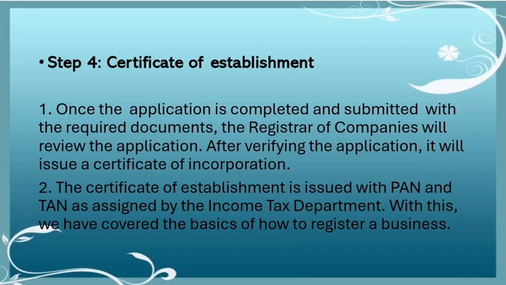Step 4 deals with the certificate of incorporation. Once the application is completed and submitted with the required documents, the Registrar of Companies will review the application. After reviewing the application, it will issue a certificate of incorporation. The certificate of incorporation is issued with PAN and TAN as assigned by the Income Tax Department. With this, we have covered the basics of how to register a business.